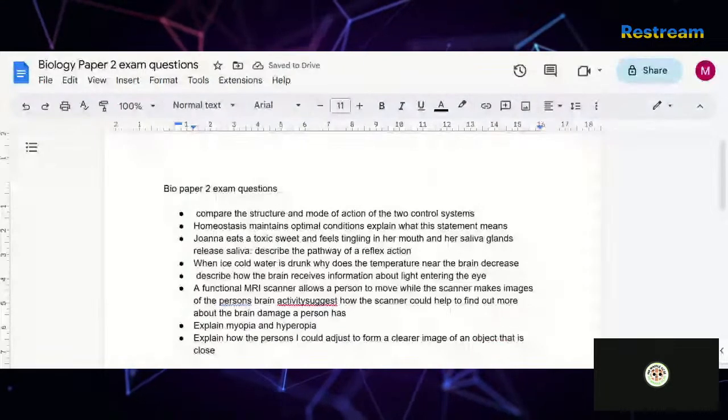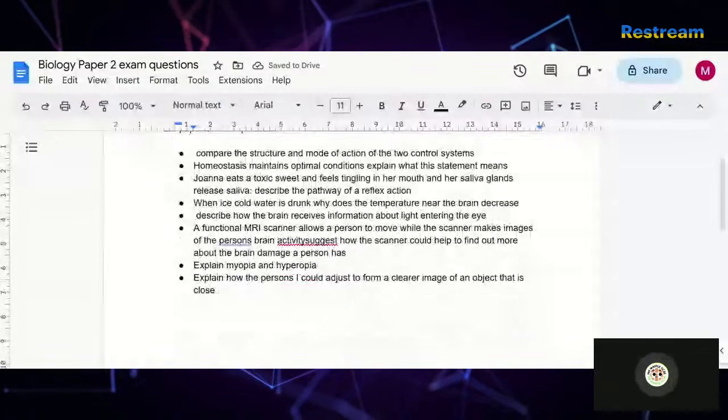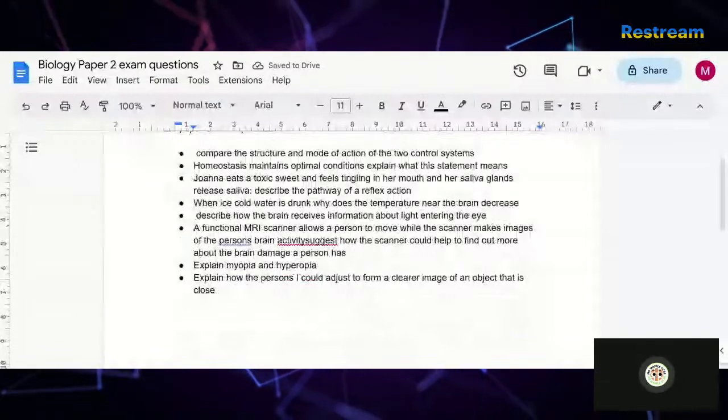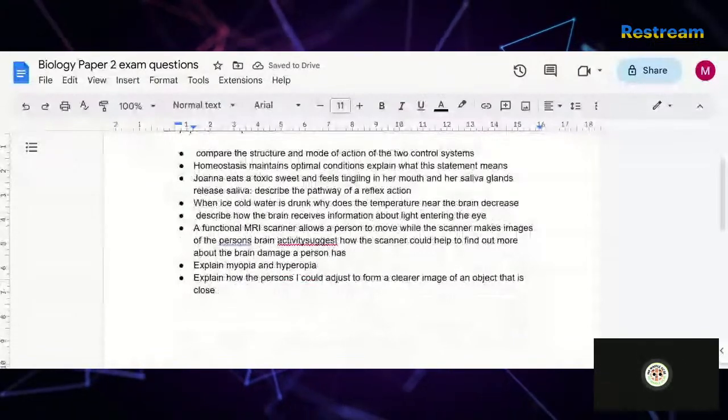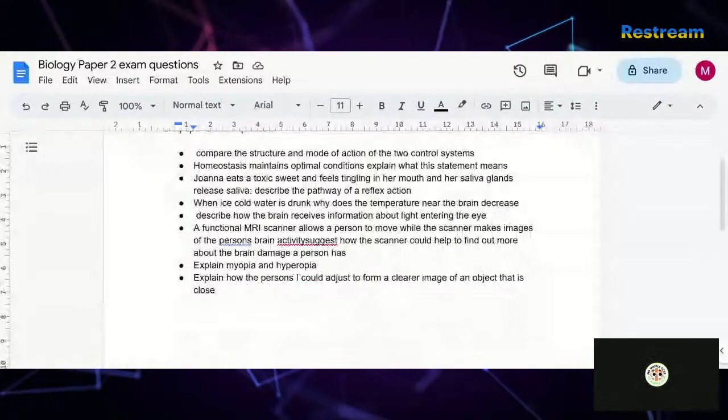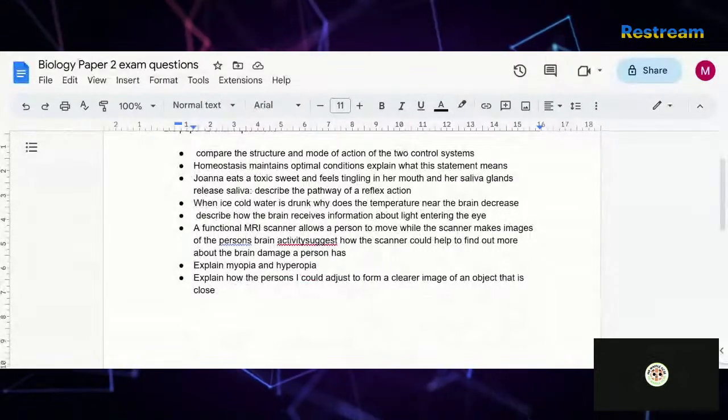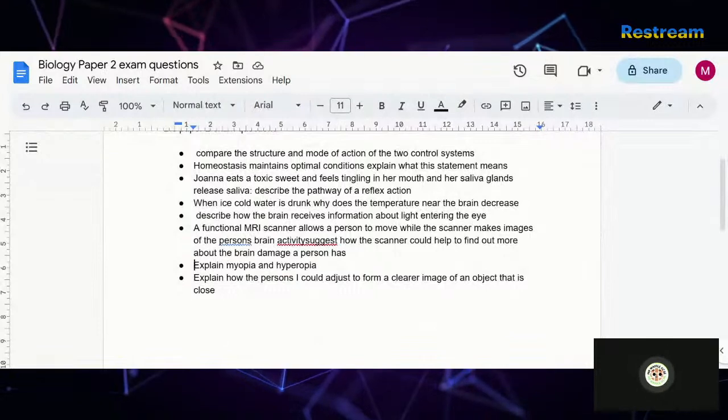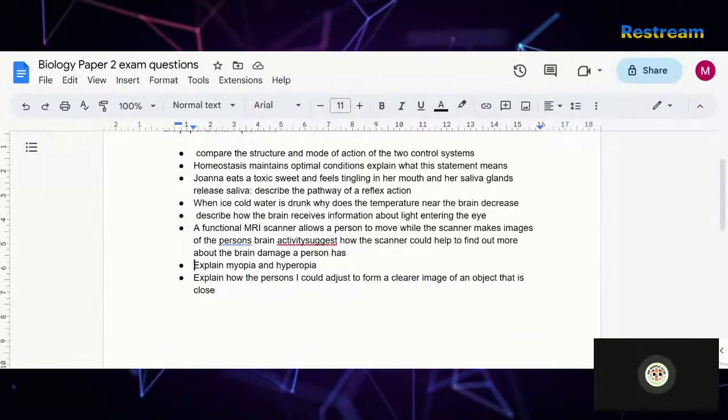Accommodation. Remember, accommodation is when your ciliary muscles and your suspensory ligaments work together in order to change the shape of the lens so that you can see and focus on things that are far and things that are close.